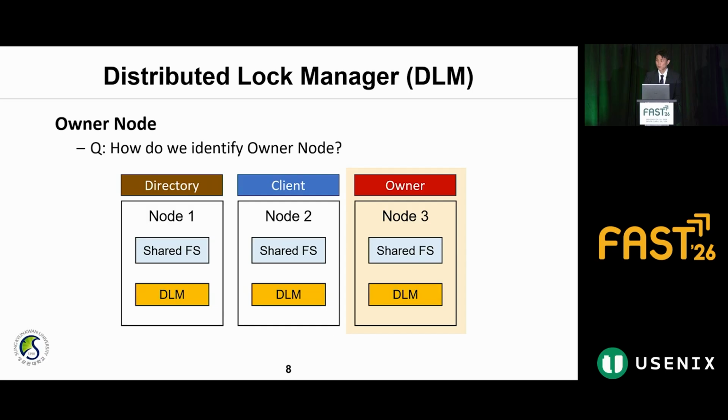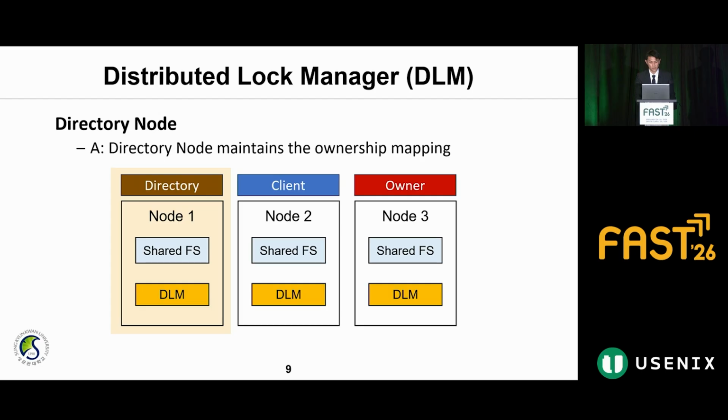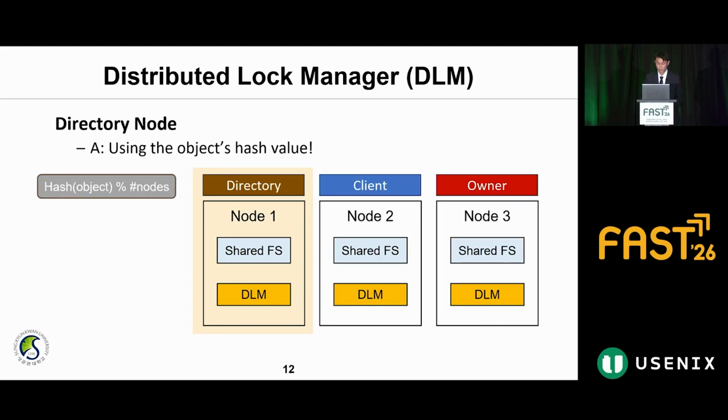But there's a question: how do we know who is the owner of some file? The answer is the directory node, which maintains the ownership mapping. So you should go to the directory node and ask who is the owner of this file. Then the directory node answers. Then there's the same question: how do we identify who is the directory node of that file? The answer is they use the object hash value. For example, if the hash value of the object is 10 and the number of nodes is 3, then the directory node should be node 1 by modulo operation.